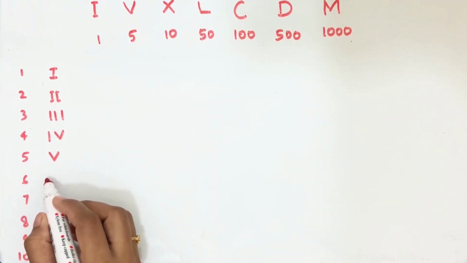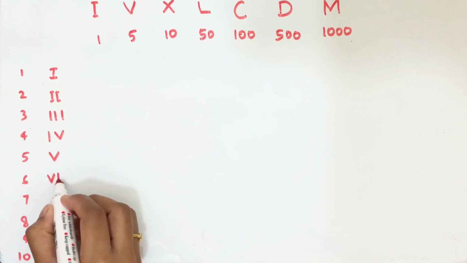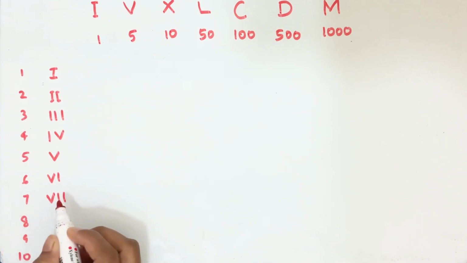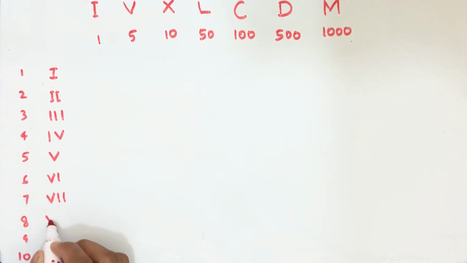Now 6 is 5 plus 1. That is 6. 7 is 5 plus 1 plus 1. 8 is 5 plus 1 plus 1 plus 1. And 9 is, we cannot repeat a number more than 3 times. So for 9 we can write 10 minus 1. That is 1 to the left of 10. This is 9.